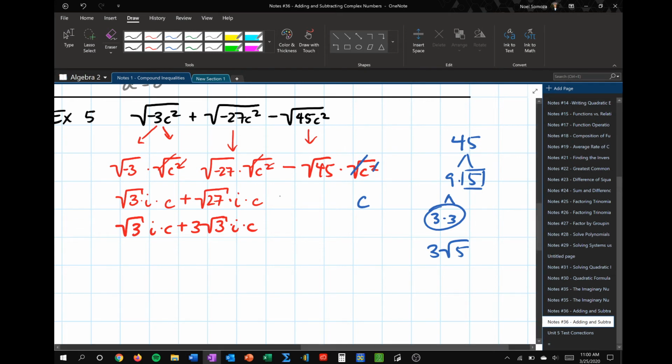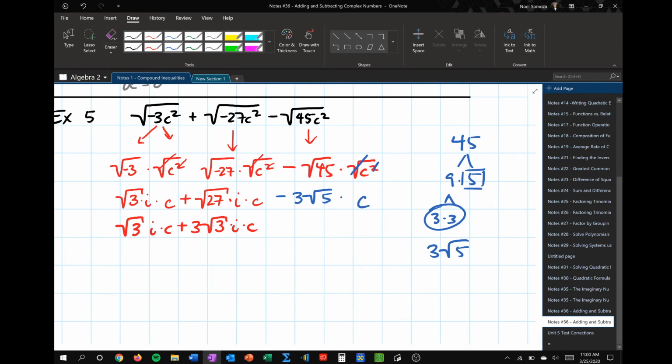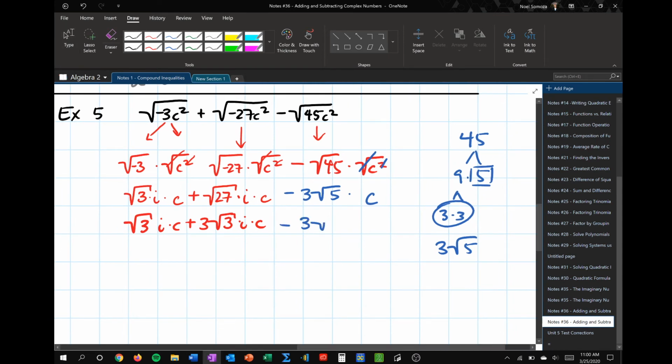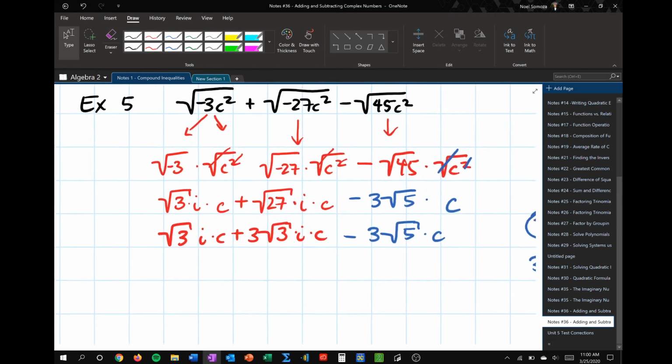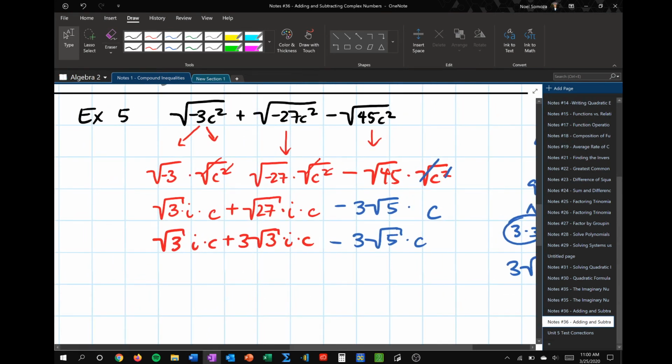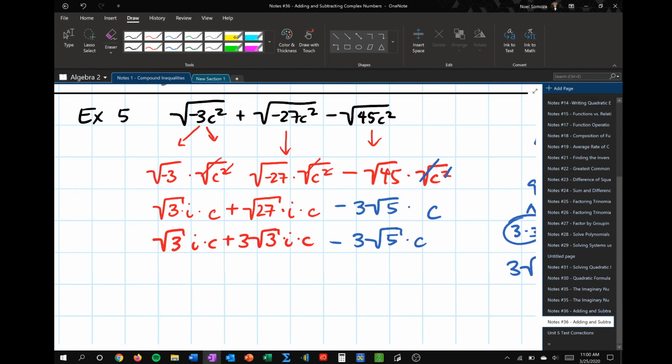Okay, so we can rewrite this as minus 3 root 5 times c. So now bring this down. Okay. So let's go ahead and then clean up whatever we can. I want you to pay attention to two things. One of these numbers is real and 2 of them are imaginary, right?